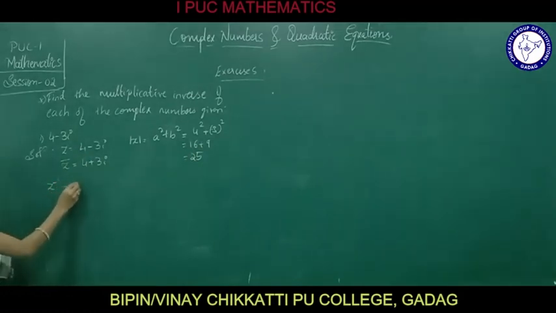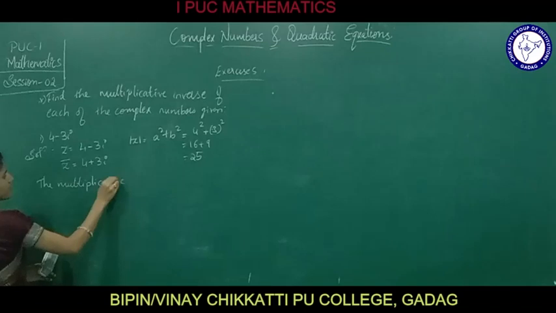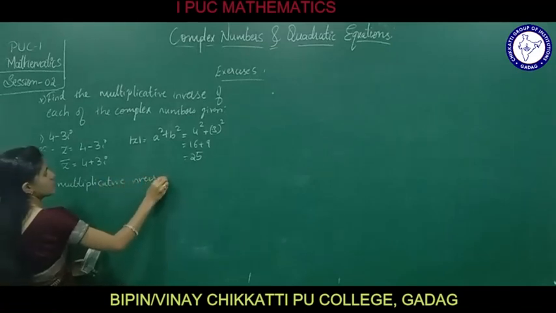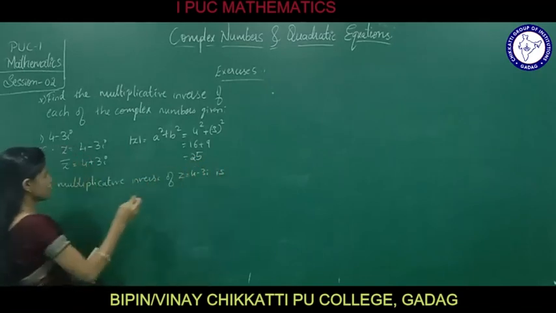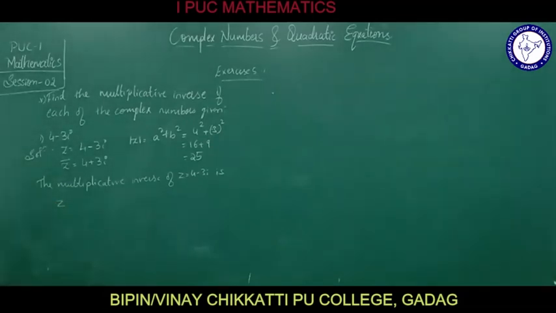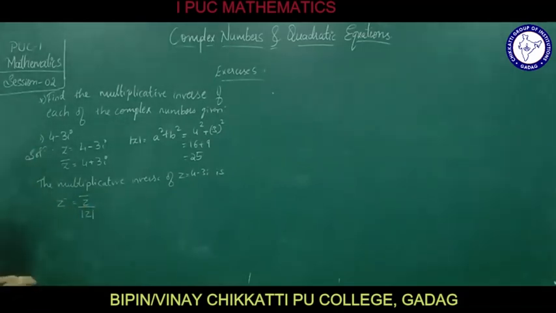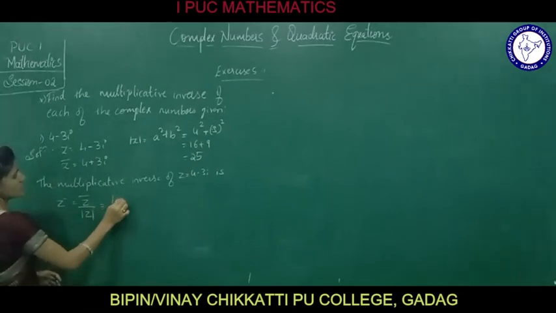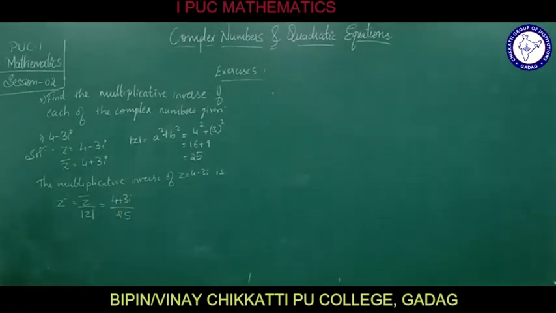Then what are we going to find? Z inverse, the multiplicative inverse of z, is the conjugate of z divided by mod of z. The multiplicative inverse of z, that is 4 minus 3i, is given by the conjugate of z divided by mod of z, nothing but the conjugate of z, 4 plus 3i, divided by 25. 25 is nothing but what?